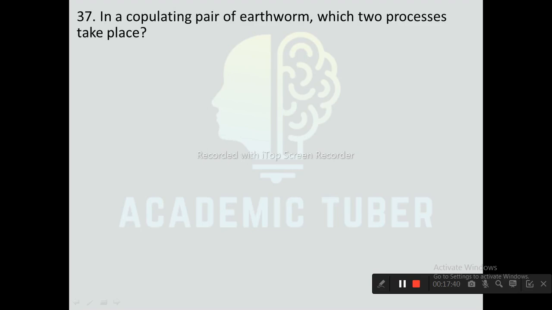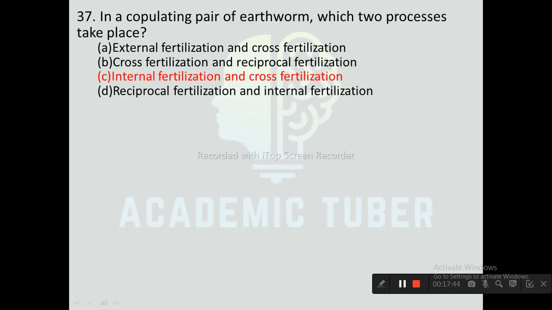Next one, in a copulating pair of earthworm, which two processes take place? And the options are axonal fertilization and cross fertilization, cross fertilization and reciprocal fertilization, internal fertilization and cross fertilization, reciprocal fertilization and internal fertilization. And the correct option is option C, that is internal fertilization and cross fertilization. We know that earthworms undergo internal fertilization and they are cross fertilizing organisms.